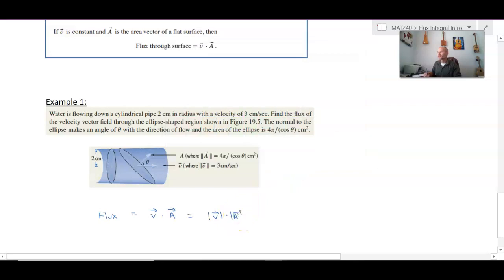So the magnitude of A times the cosine of theta. Now I don't know what theta is. It's just stated as theta. But I do know what the magnitude of V is. That's going to be 3 centimeters per 1 second.